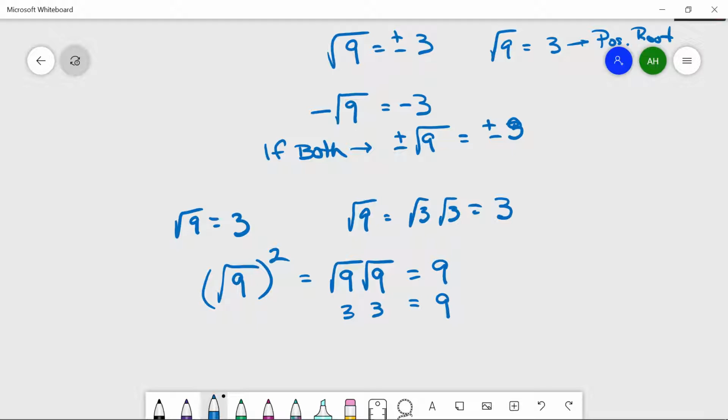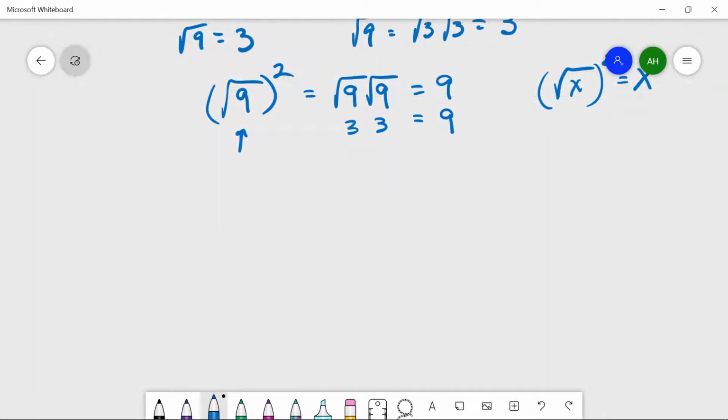If x is a positive real number, then the square root of x is the unique positive real number such that, looking at this right here for an example, the square root of x squared equals x. The square root of x, if I take that and I square it, I'm going to get x. Just some little foundational things there.